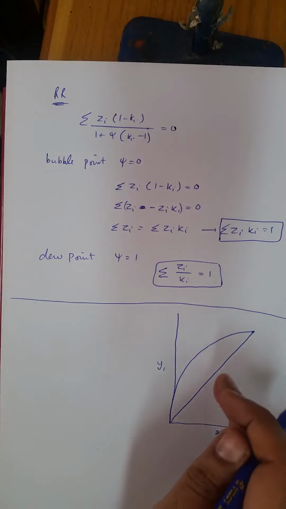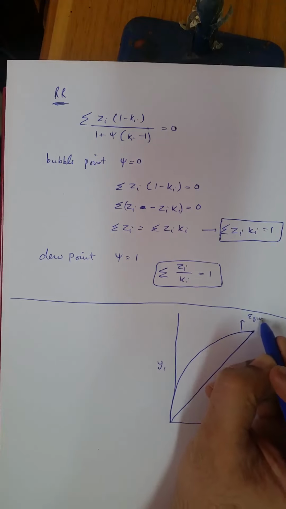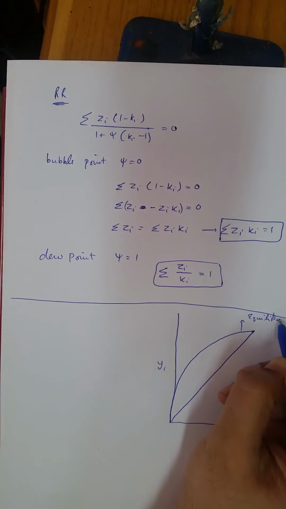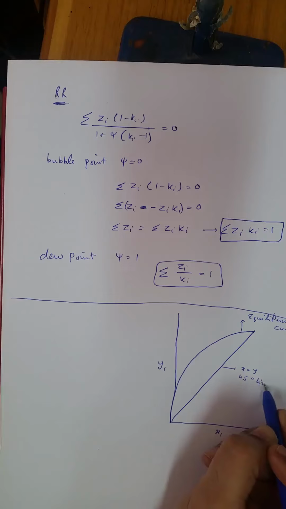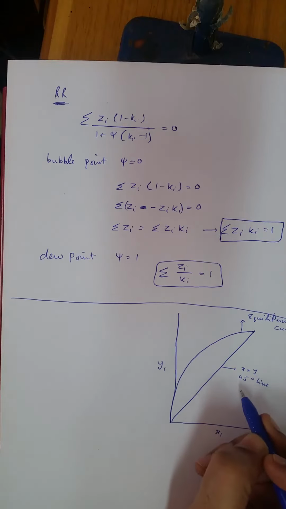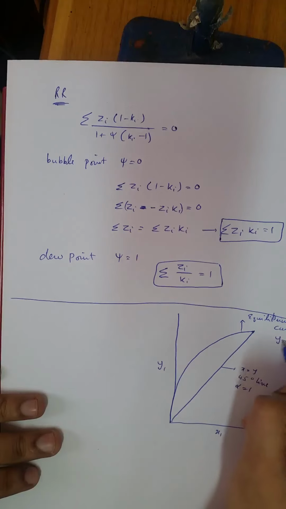Anyway, so this is the McCabe-Thiele diagram, and I told you this is the equilibrium curve. And this is the x equal to y line, the 45-degree line, or the alpha equal to 1 line. So this equilibrium curve we can draw by y equals alpha x over 1 plus (alpha minus 1) times x. So this is easy.